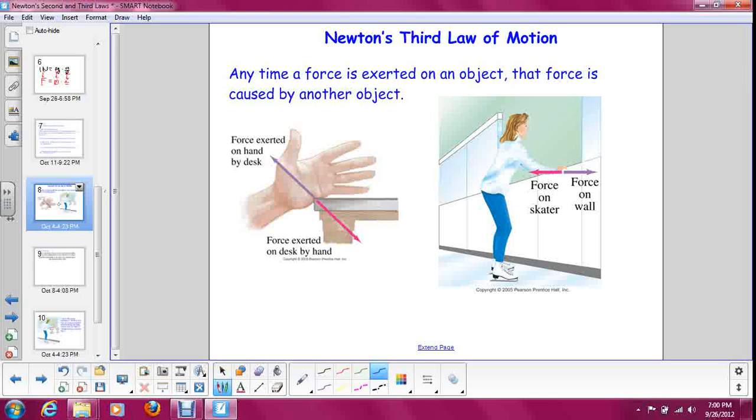It's also true of the skater pushing against the wall over here. The skater wants to push off and move into the center of the rink. So she's going to push out against the wall. But in order for her to actually move backwards, she needs a force acting on her. And the force acting on her is the force of the wall pushing back on her when she pushes against the wall.